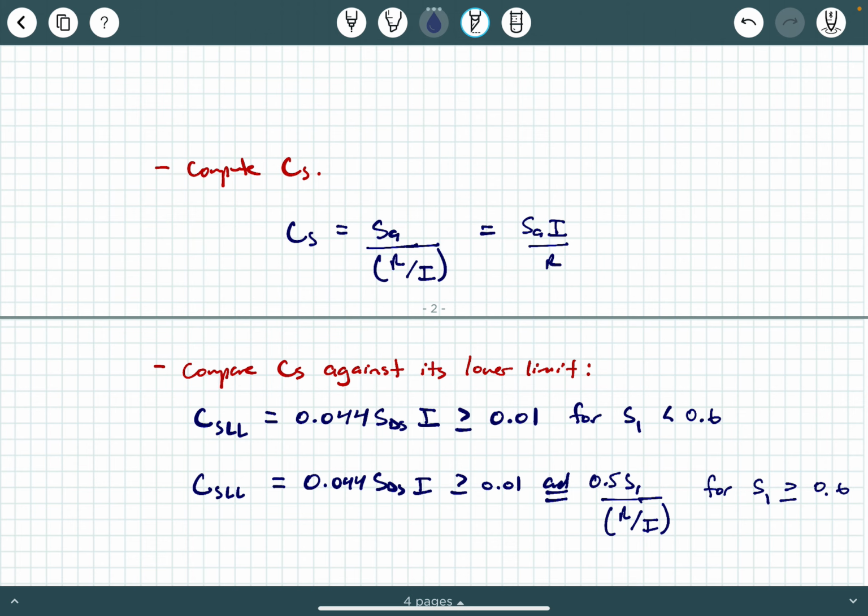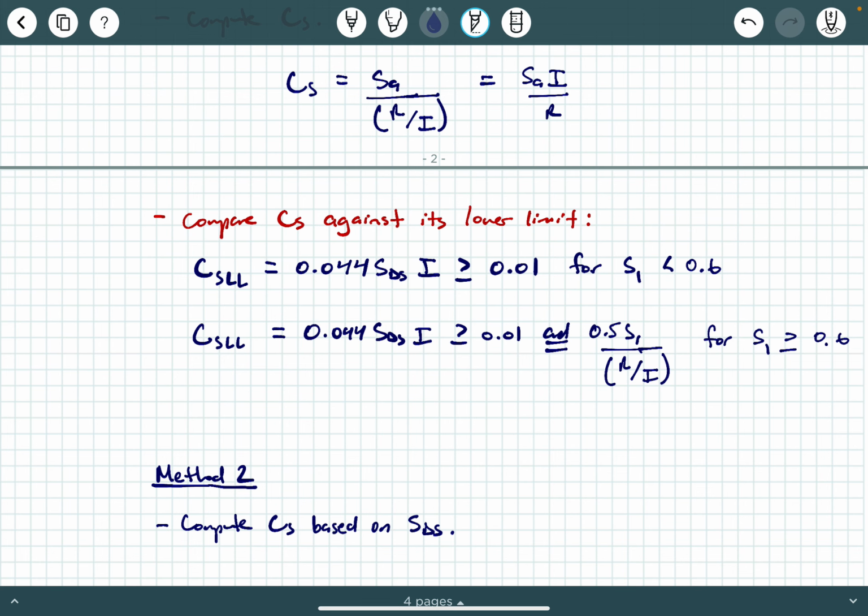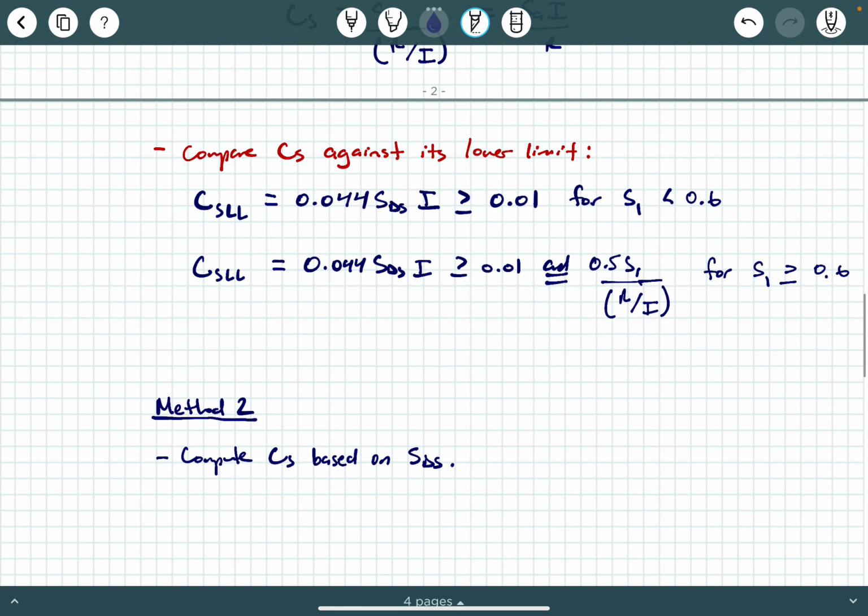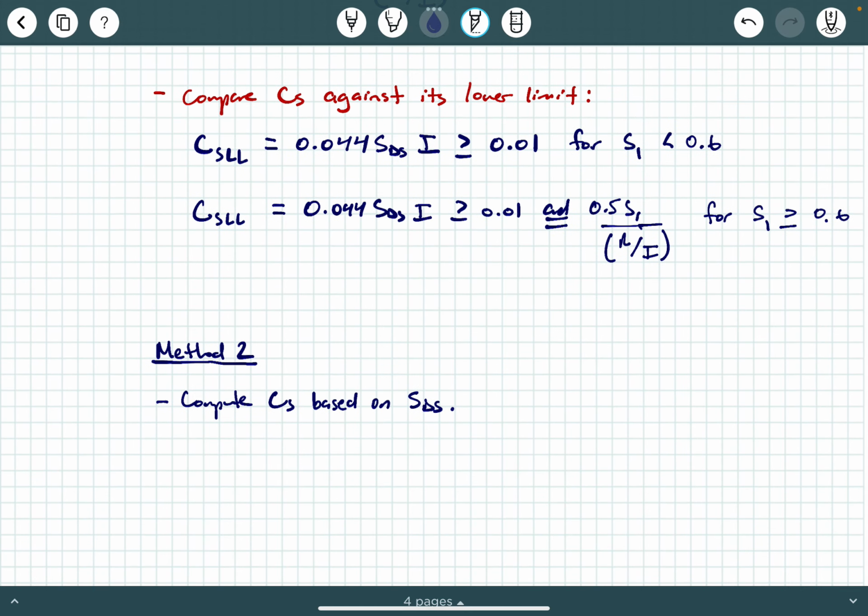And cross-reference with the ASCE 7 document, okay? So that's method 1. Method 2 is what a lot of us are used to from ASCE 7-16 and the older versions of it. So method 2 says we're going to compute C sub S using SDS. Let's change colors again. Method 2 says C sub S is going to be equal to SDS over R over I. So we're snagging SDS directly.